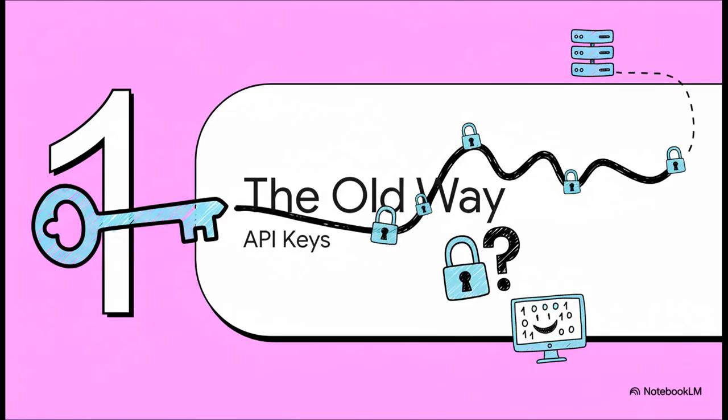Okay, so let's take a little trip back in time. In the early days, the simplest way to handle this was with something called an API key. You can just think of it as a simple password that an application uses to get access to a system. Super easy to set up, and you know what? It works just fine for a quick prototype or a little demo on your own machine.